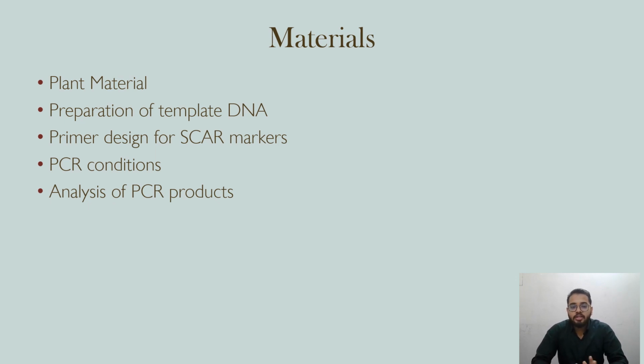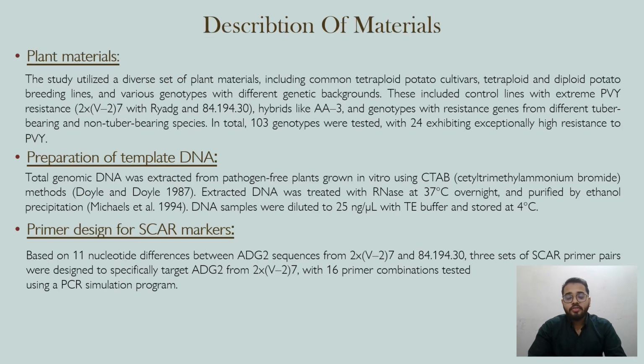Now, to identify this PVY, we need some materials. We need five types of materials: plant material, preparation of template DNA, primer design for SCAR markers, PCR conditions, and lastly, analysis of PCR products. Now, the description of materials. Plant materials. The study utilized a diverse set of plant materials, including common tetraploid potato cultivars, tetraploid and diploid potato breeding lines, and various genotypes with different genetic backgrounds. This includes control lines with extreme PVY resistance. In total, 103 genotypes were tested, with 24 exhibiting exceptionally high resistance to PVY.